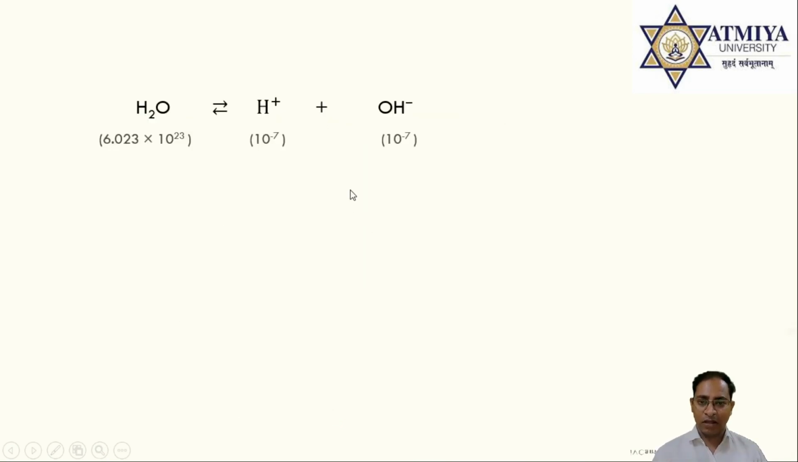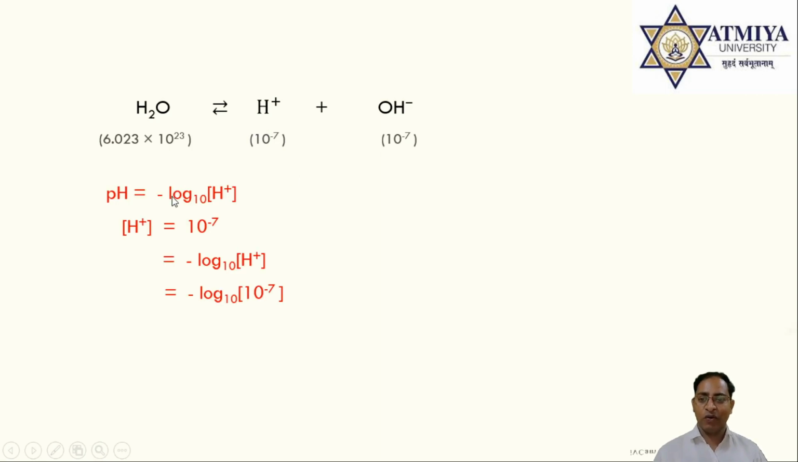Let's take another example, the calculation of the pH of water. As you know, in 1 mole of water there are 6 × 10 to the power 23 molecules. However, the hydrogen ion concentration is very small, only 10 to the power minus 7. So, if I want to calculate the pH of water, what can I do? The simple formula is minus log to the base 10 of the hydrogen ion concentration.